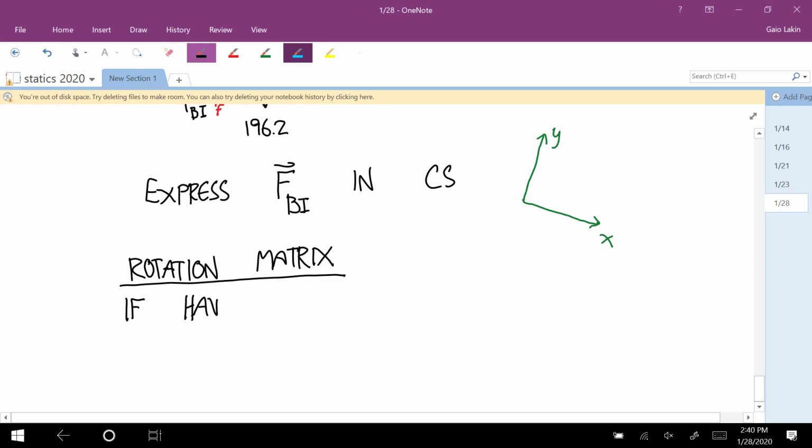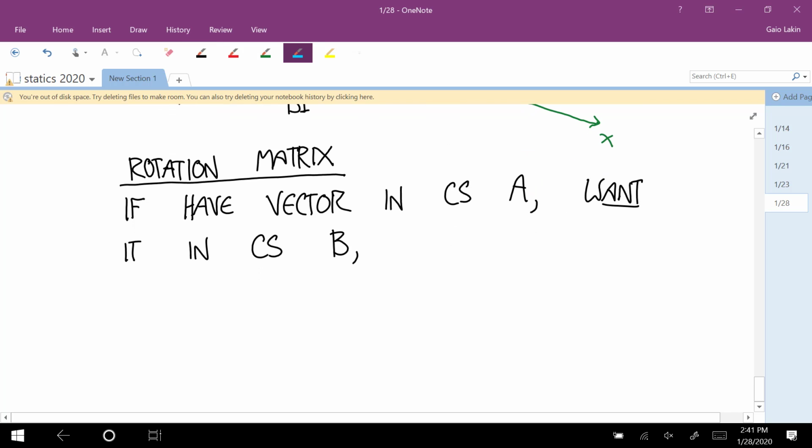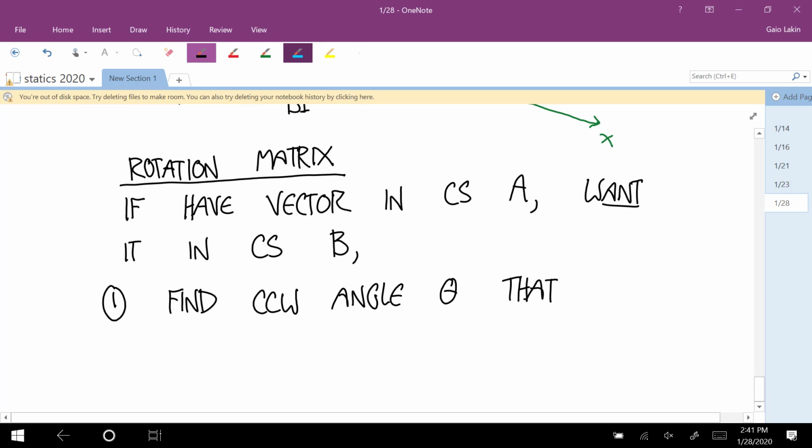So if you have a vector in coordinate system A, and you want to express it in coordinate system B, then find the counterclockwise angle theta that takes coordinate system A into coordinate system B.